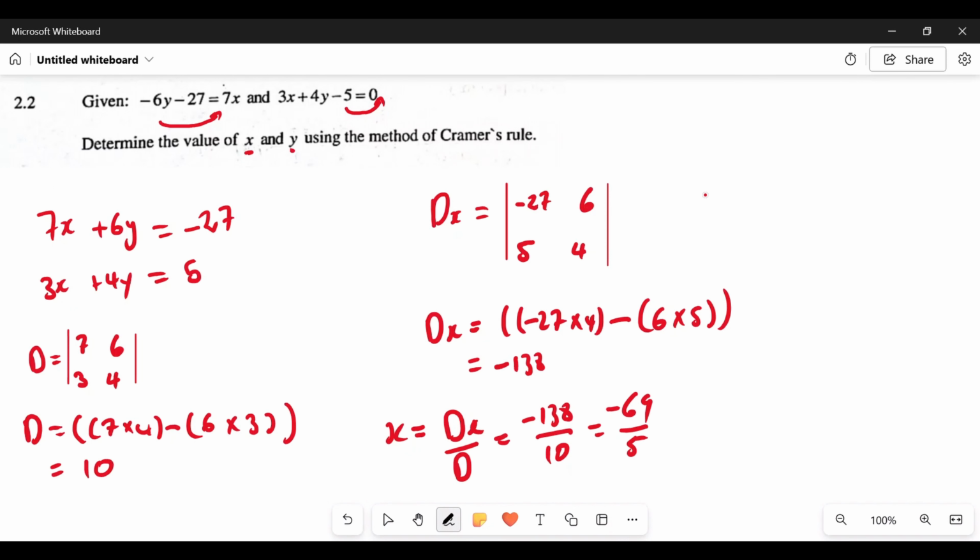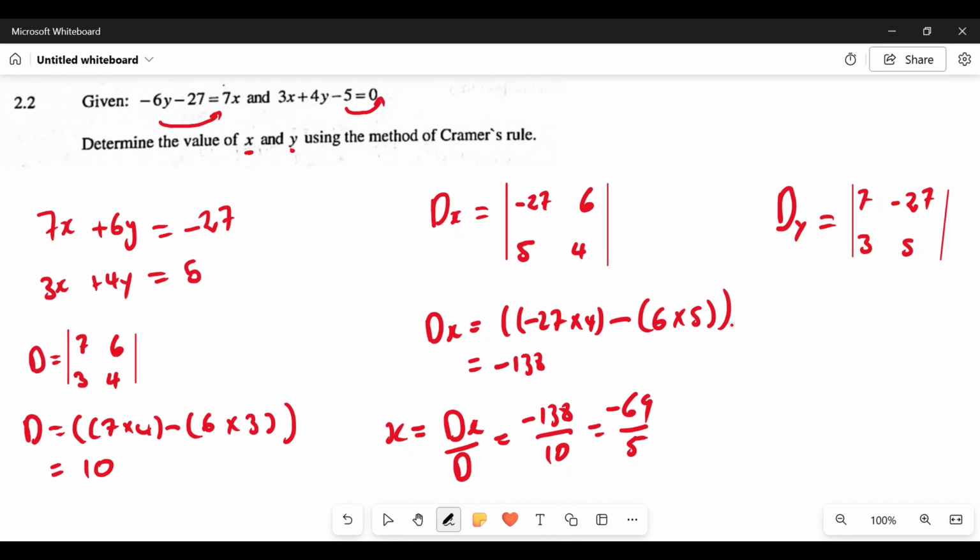There we go. Right, it's time for us to calculate for y. So we need to find Dy. When we are calculating Dy, the first column, we're going to take our original entries here, which are 7 and 3, because these are the coefficients of x. But as for the second column, where we have the coefficients of y, we're going to substitute them with the constants. So for the first equation, on the second entry, we're going to put negative 27. And then from the second equation, on the fourth entry, we're going to put the constant 5 there.